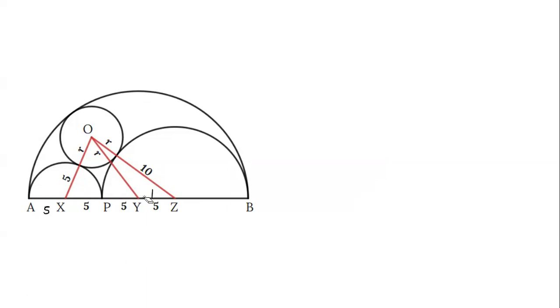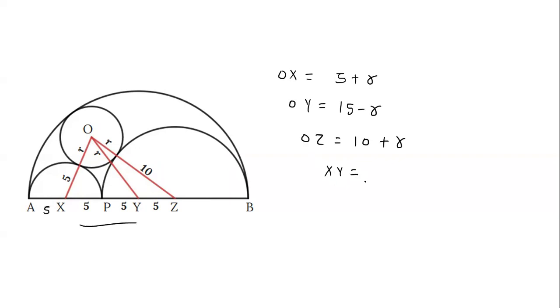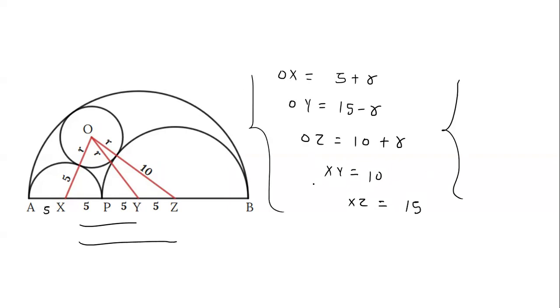So overall what you can say, this OX distance is equal to 5 plus R, this OY distance is equal to 15 minus R, this OZ distance is equal to 10 plus R, and this XY distance is equal to this 5 plus 5, which is 10, and this XZ distance, which is 5 plus 5 plus 5, this is 15. So these are the different distances.